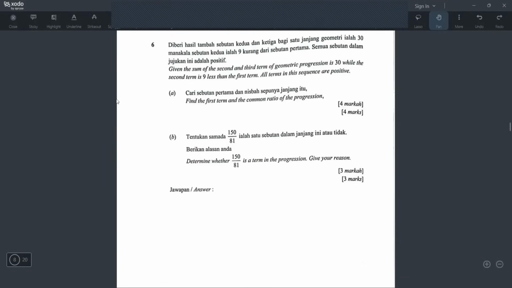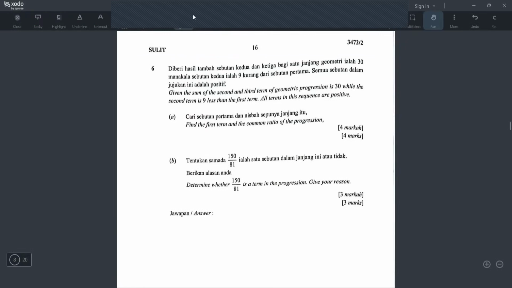Okay, let's continue with number 6. So I think this is progression, right? Progression. Okay, let's read the question. Given the sum of second term and third term of geometric progression is 30. Okay, many students will get confused by this. Whenever they see the word sum, they will just say S2, S3 like that. No, no, no, no. If they say sum of second term and third term, it means T2 plus T3, right?